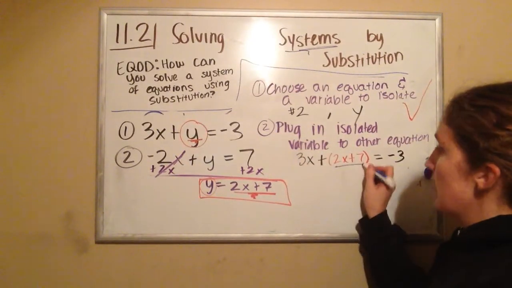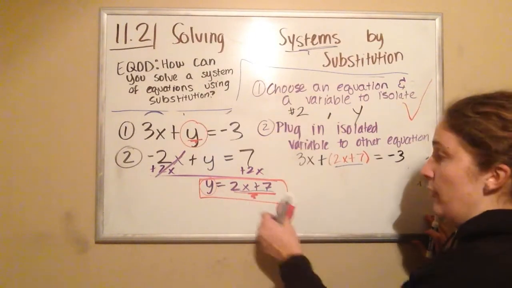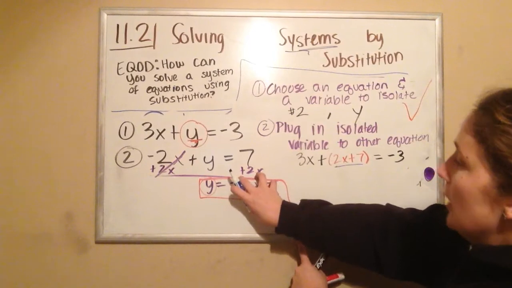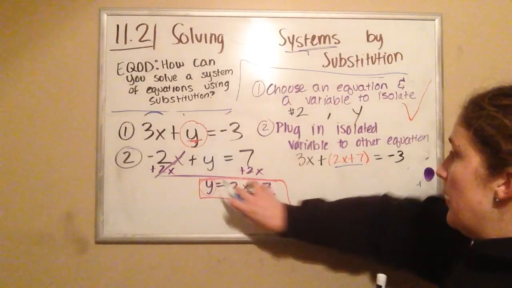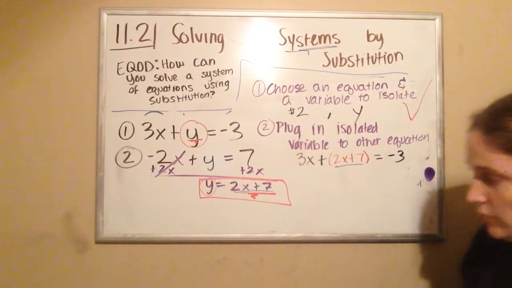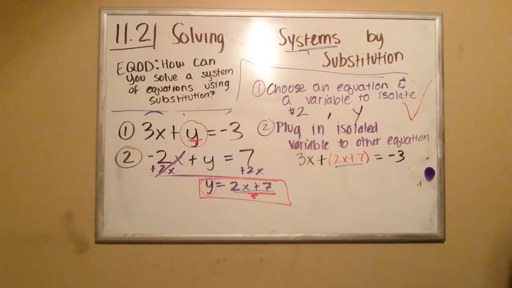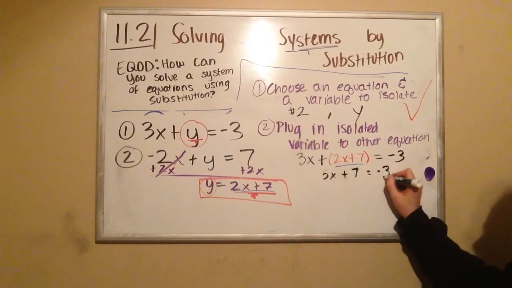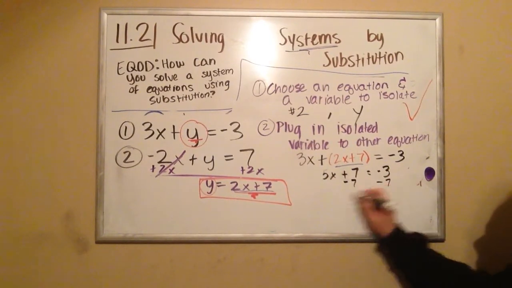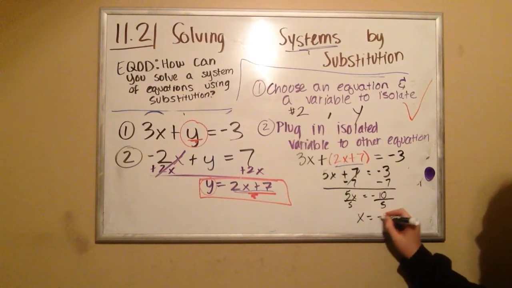That 2x plus 7 is coming from right here because we know that y is equal to 2x plus 7. We're literally taking this chunk and we're saying, boop, we're going to put it right over here. So we're getting rid of the y's, and we're putting this in place of y. We're substituting it in. Okay, then we combine like terms, 3x plus 2x. We get 5x plus 7 equals negative 3. We subtract 7. 5x is equal to negative 10. Divide by 5. We get x is equal to negative 2.